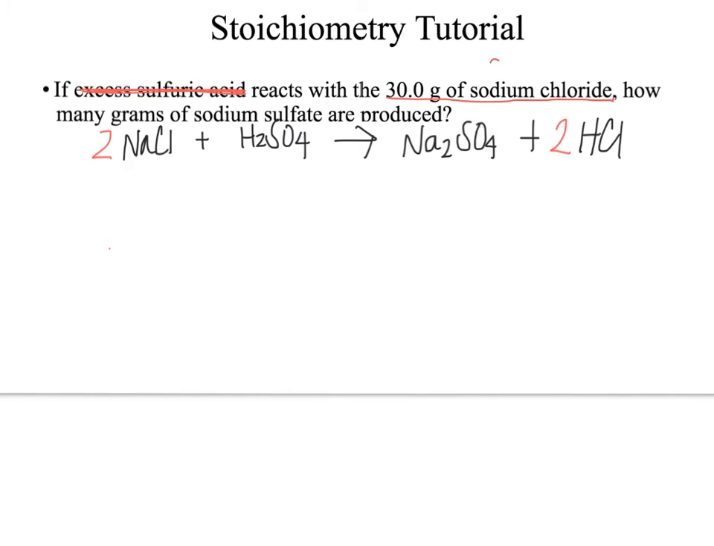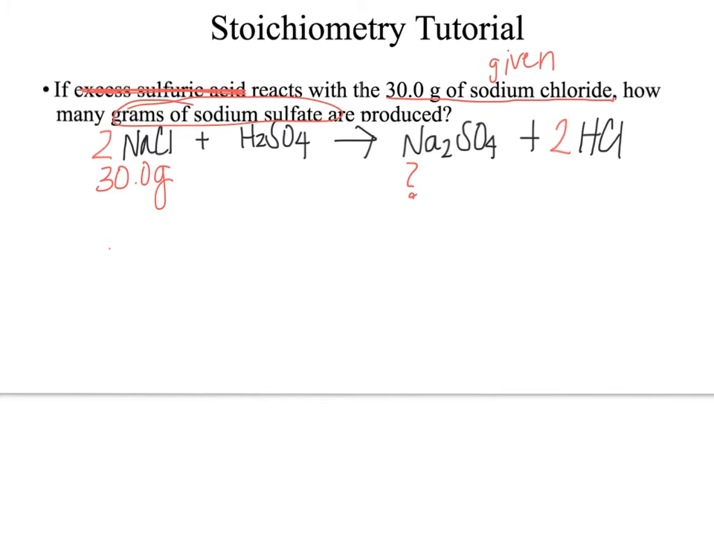So let's continue on. It says if excess sulfuric acid reacts with 30 grams of sodium chloride. So that is my given, right? That's what they're giving me in the problem. So let's go write it down under here, 30 grams. And then it says how many grams of sodium sulfate are produced. So we're going to be looking for grams of sodium sulfate. So since I'm starting with grams and ending in grams, this is a mass to mass problem. So that means we're going to do all 4 steps.